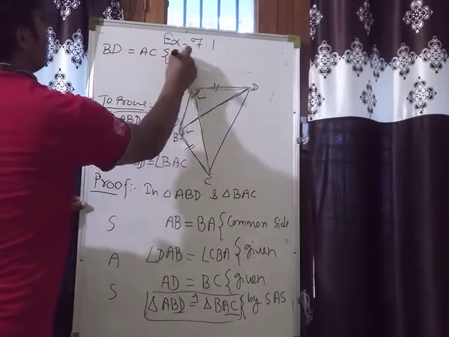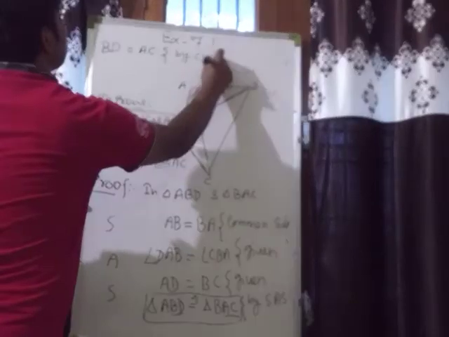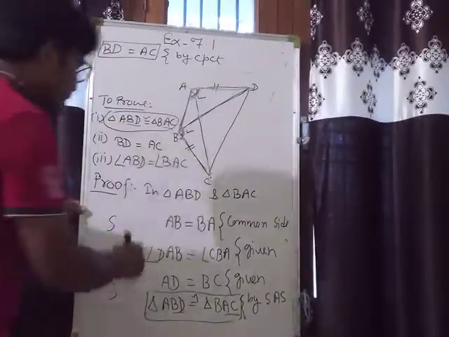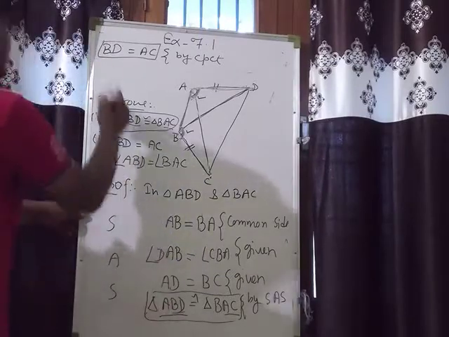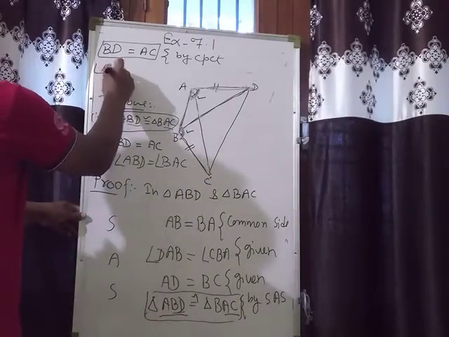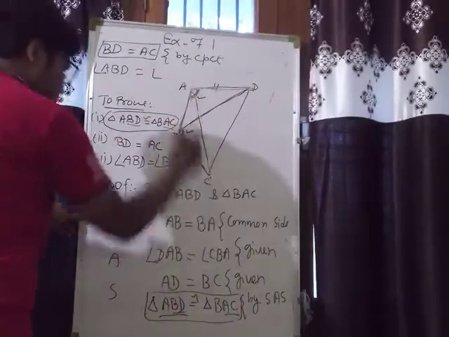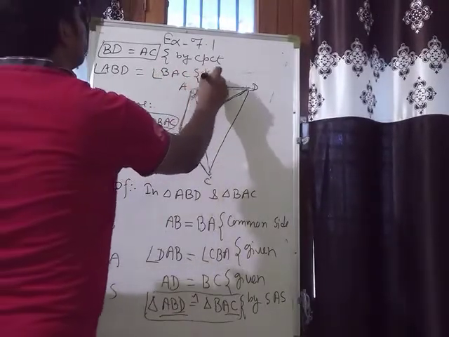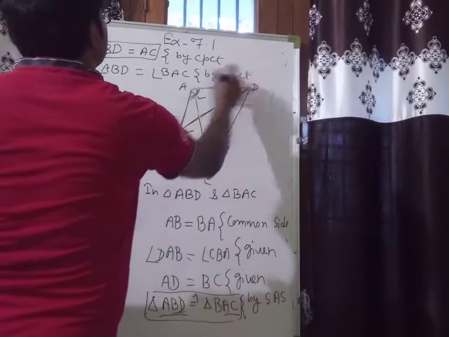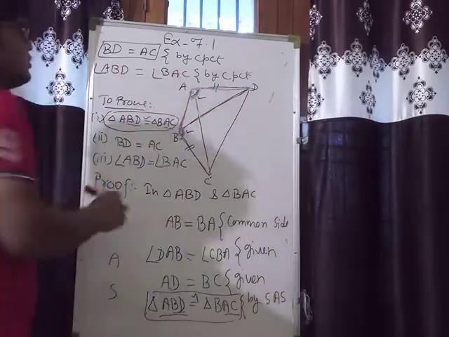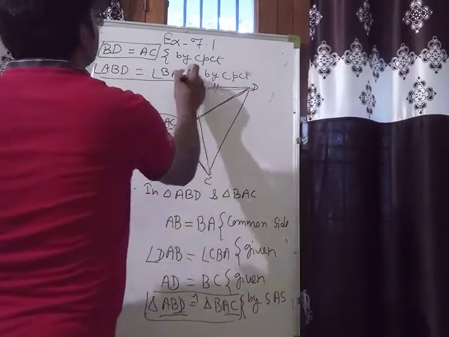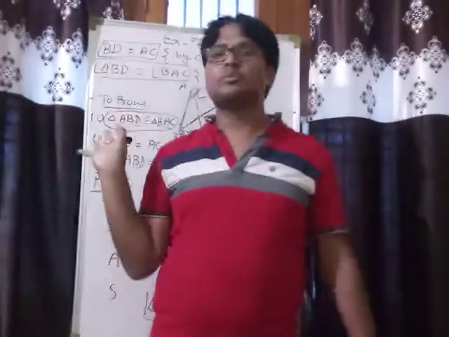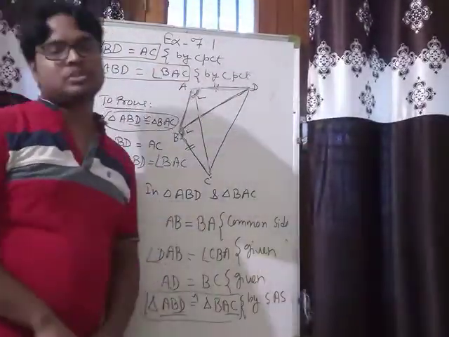This is by CPCT, corresponding parts of congruent triangles. And angle ABD will be equal to angle BAC, that is also by CPCT. When two triangles are congruent, their corresponding sides and corresponding angles are equal. So that is the proof of the second one, question number second.